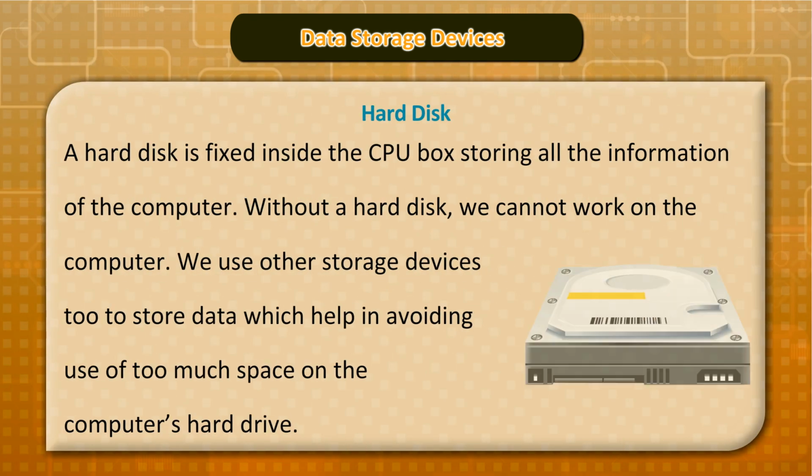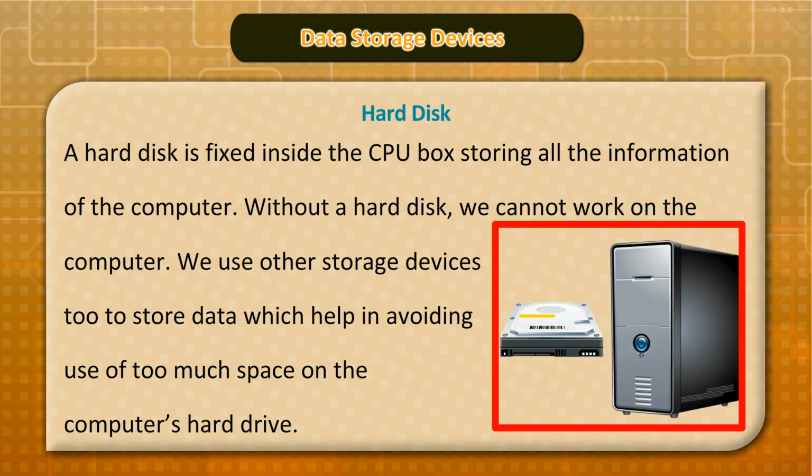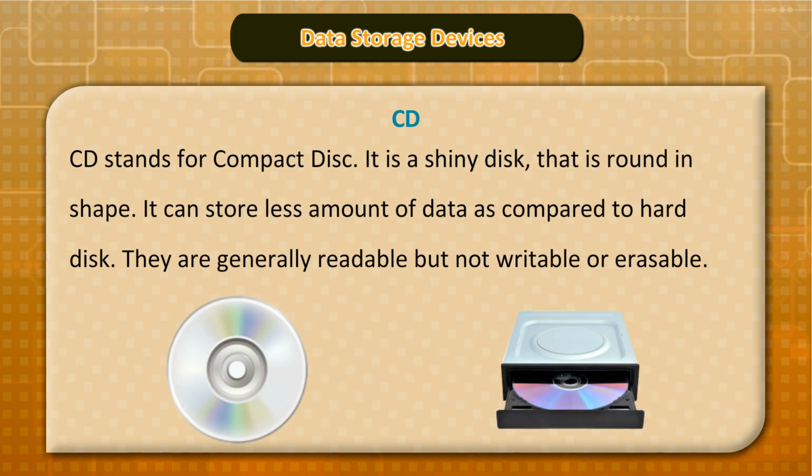Hard disk. A hard disk is fixed inside the CPU box, storing all the information of the computer. Without a hard disk, we cannot work on the computer. We use other storage devices too to store data, which help in avoiding use of too much space on the computer's hard drive.